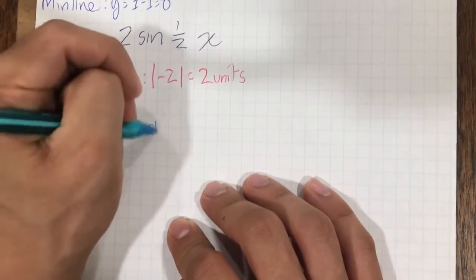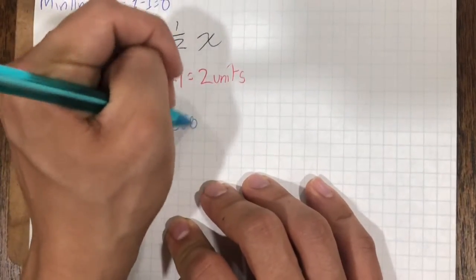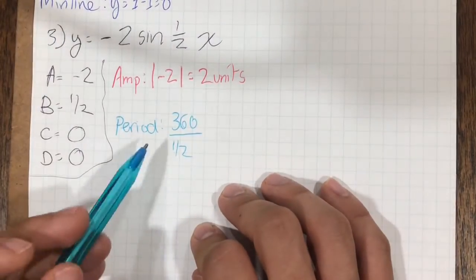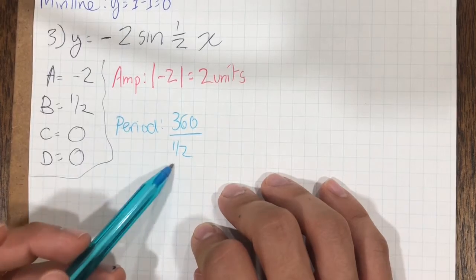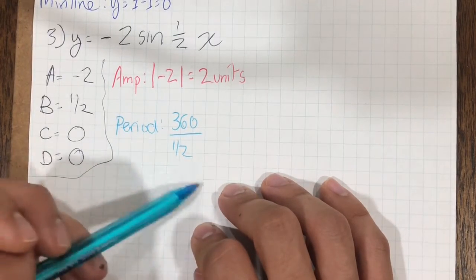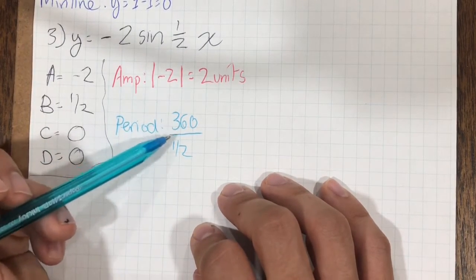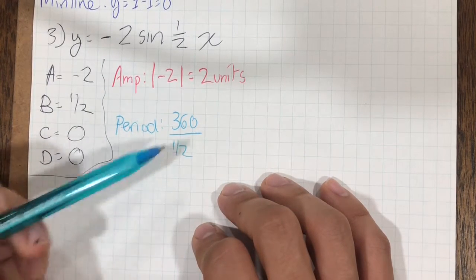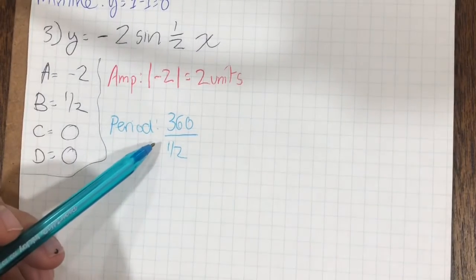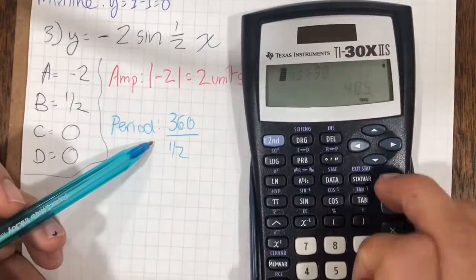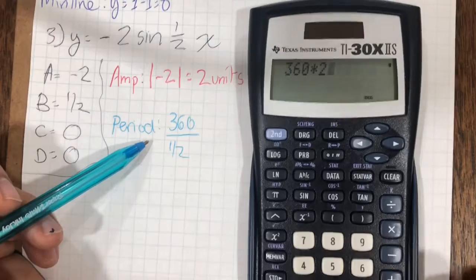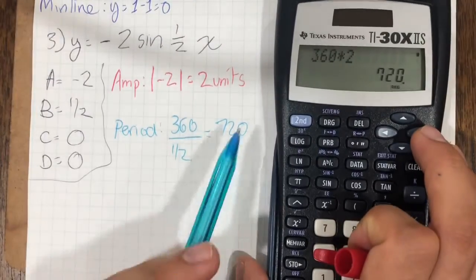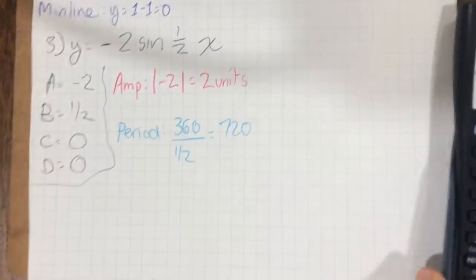So the period, you take 360 divided by b, which is 1/2. So I am dividing a number by a fraction. So this is where I have to do a keep, change, flip technique. I keep this number, I change the division to a multiplication, and I flip this 1/2 into a 2. So in reality, it's actually going to be 360 times 2. And if I multiply those 2 numbers together, I get 720. So that means that the period is going to be 720.